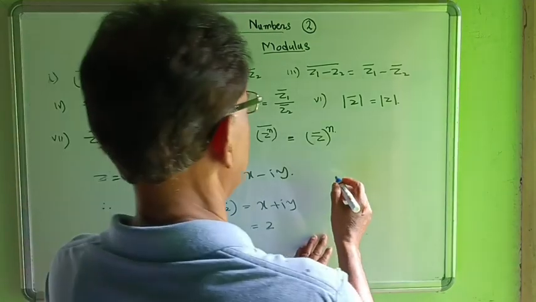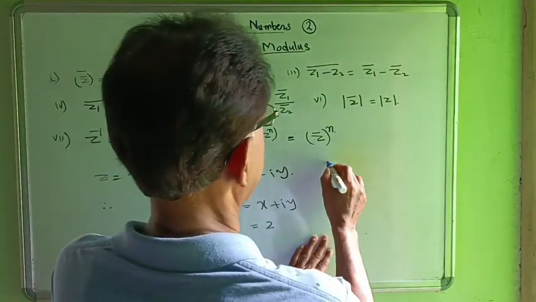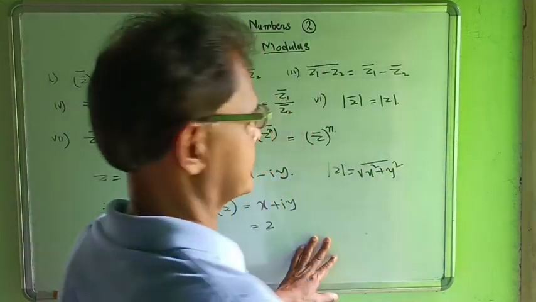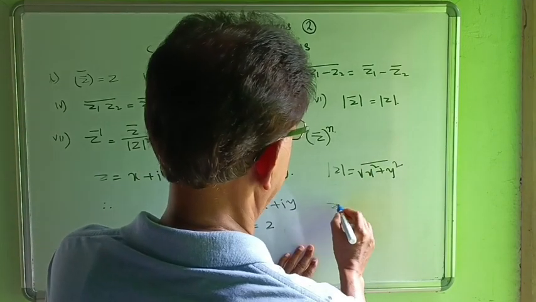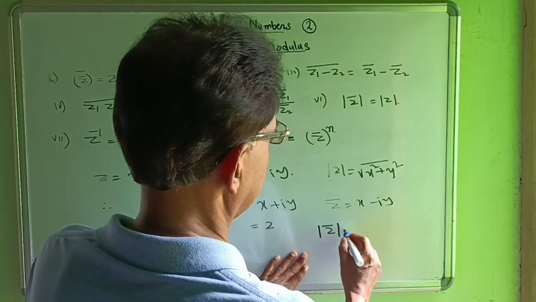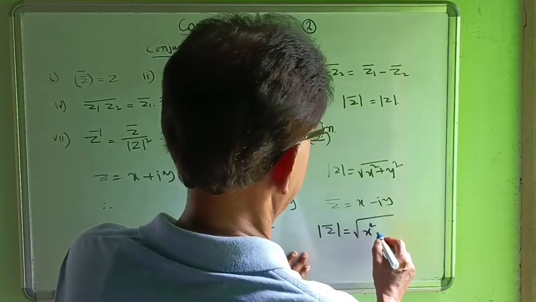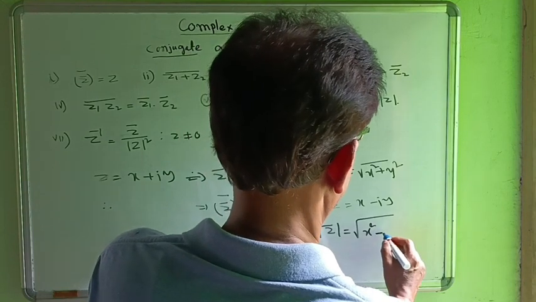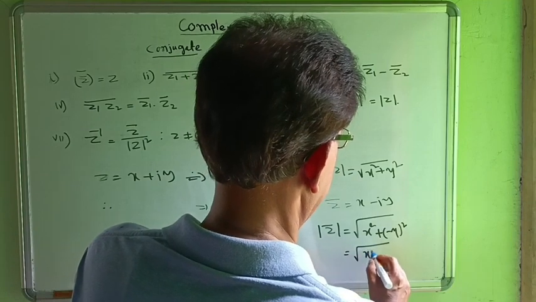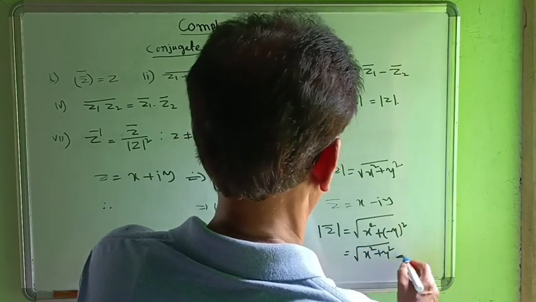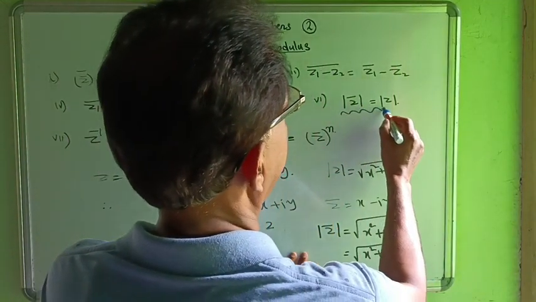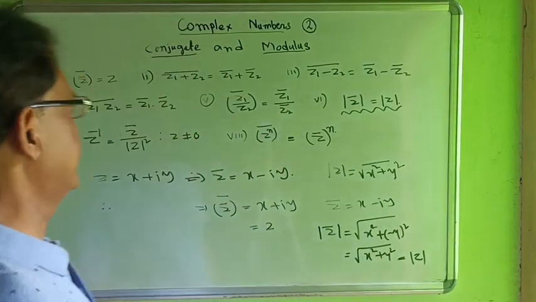Why? Z is equal to x plus iy. If we take modulus of z, then we get root over x square plus y square. What is z bar? Z bar equals x minus iy. Therefore, modulus z bar equals root over x square plus minus y whole square, which is equal to under root x square plus y square. What is this? This equals modulus of z. So you can say modulus of z bar is modulus of z.